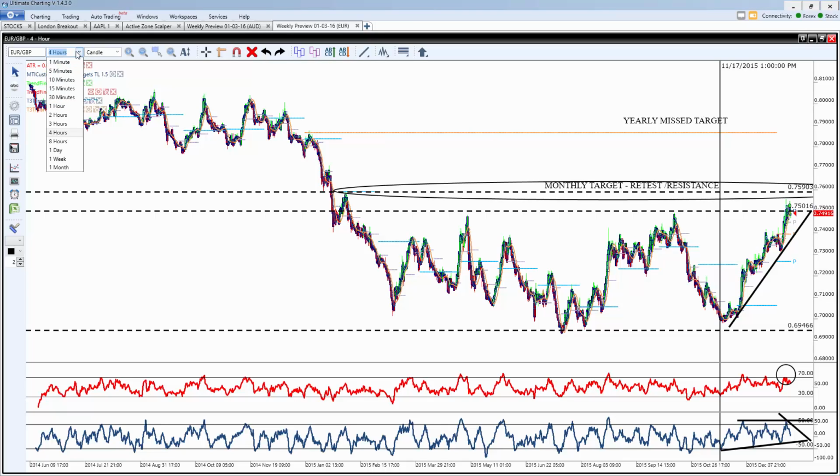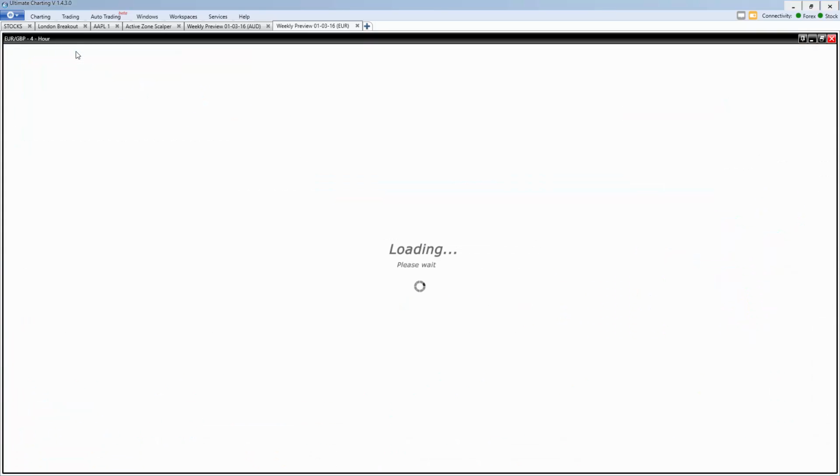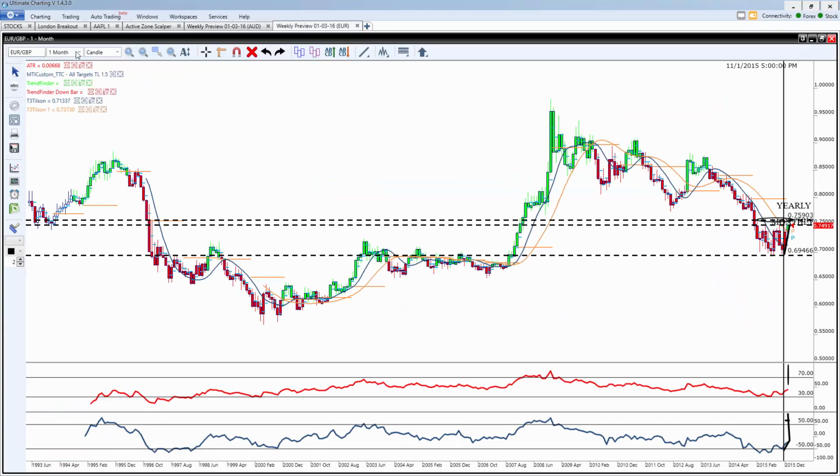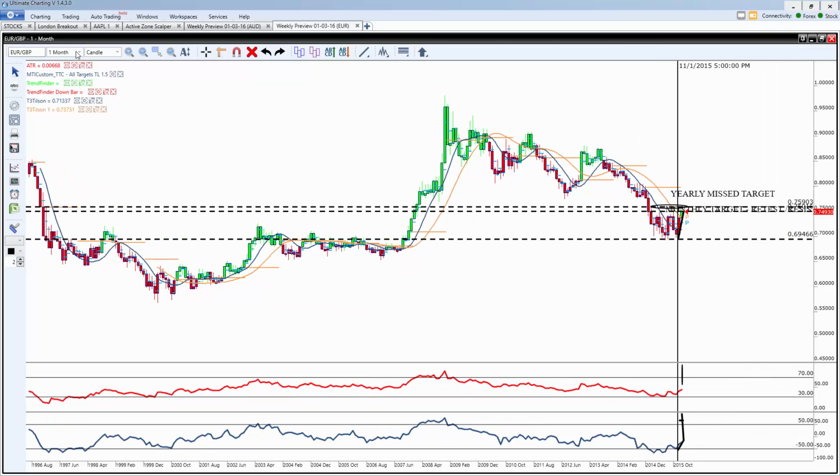All right, start. Let's go up to monthly chart. This is the Euro GBP. I just downloaded the weekly preview of a Euro, and I added the original indicators that Chris was using. Okay, first of all, let's see here.